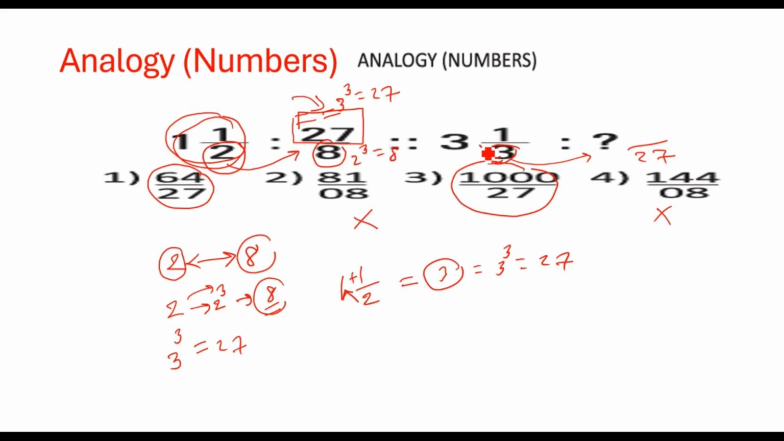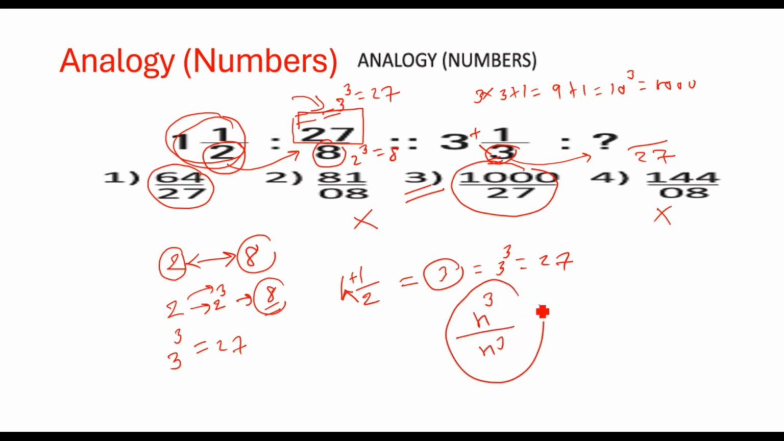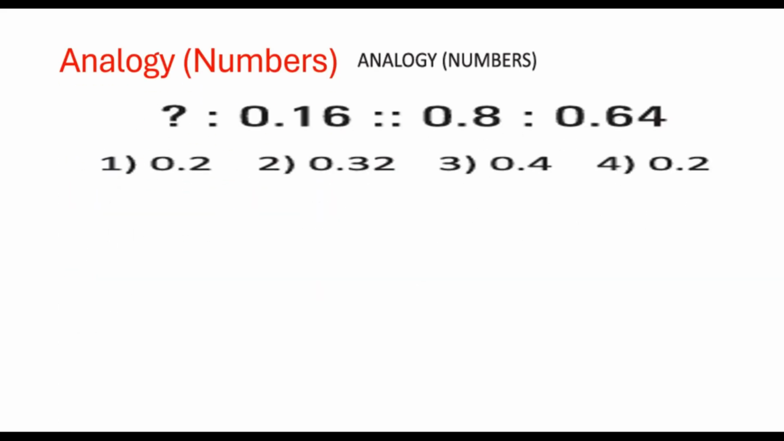Similarly here 3 3s are 9, 9 plus 1, that is 3 into 3 plus 1, is 10, and its cube becomes 1000, and therefore option number 3 is the correct answer of this particular question. We come to the conclusion that the pattern followed is n cube by n cube. In the numerator the cube rule is followed, and in the denominator also the cube rule is followed. Now let us move to the next question.